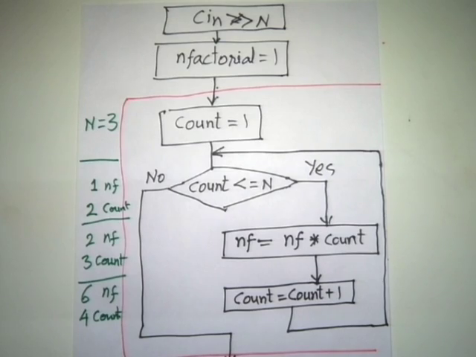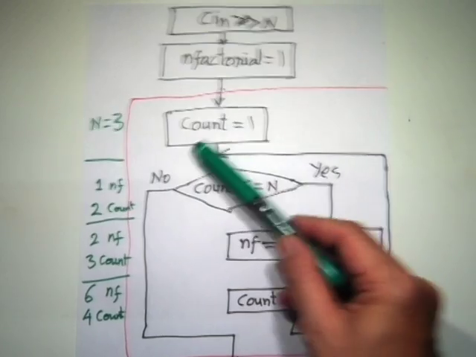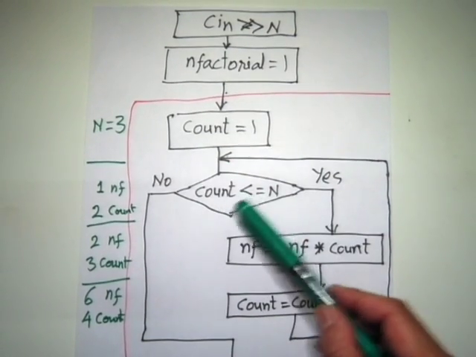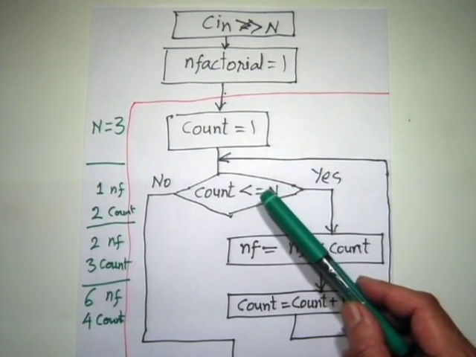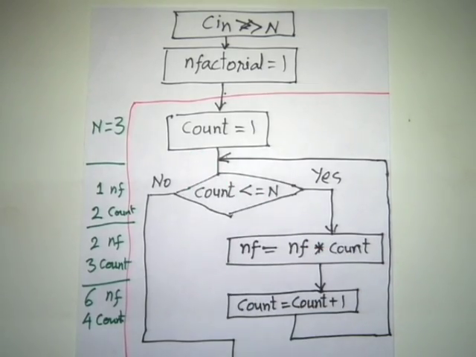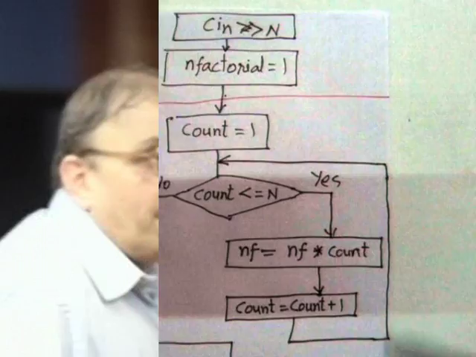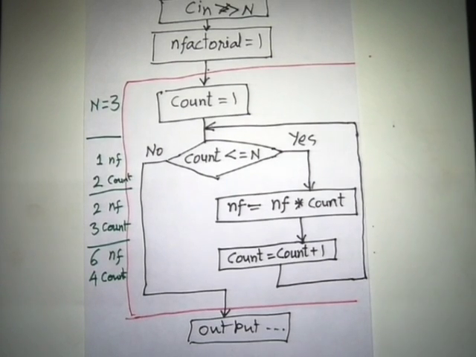What if I give a value minus 23? N is minus 23. I come out here, minus 23. N factorial is 1. Count is equal to 1. Is count less than or equal to n? Count is 1. N is minus 23. 1 is not less than or equal to minus 23. Answer, no. Mr. Dumbo comes out here. Next says, print NF. Factorial minus 23 is equal to 1. Is that correct? What is factorial minus 23? Not defined. Mr. Dumbo doesn't care one hoot for your mathematical definitions.